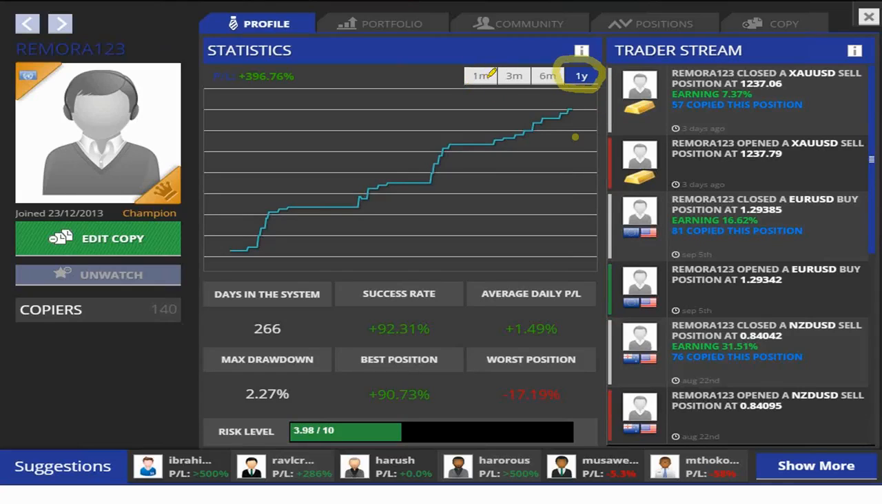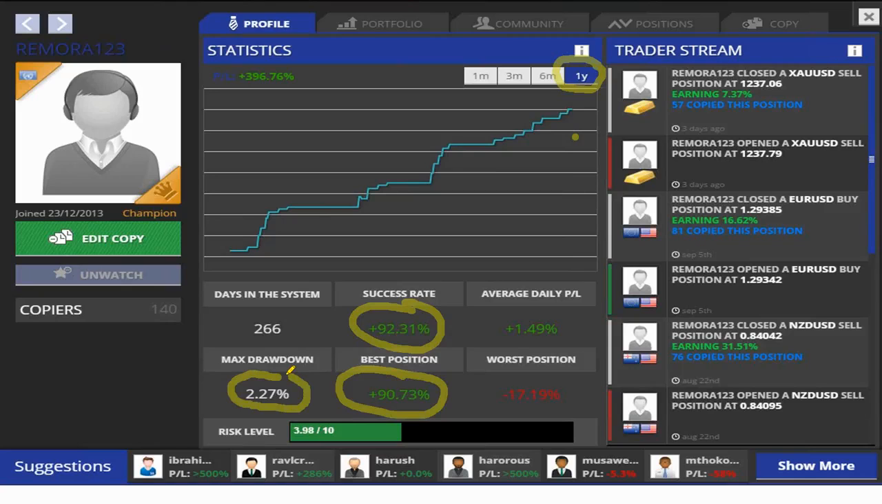This is basically your time frames, and I always like to look at success rate. That's always a good thing. 92% success rate over a year. Best position was 90% profit, and this is really a key area. Drawdown. The maximum drawdown is the amount this trader has lost on any single trade in 1 year. So it's a 2% drawdown, which is very, very good.